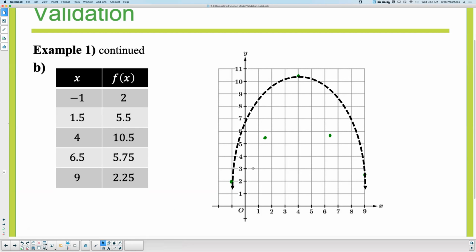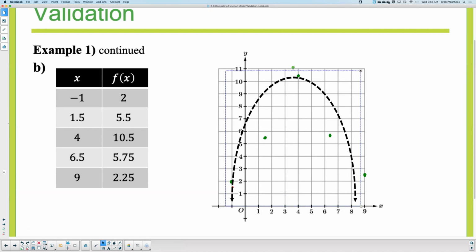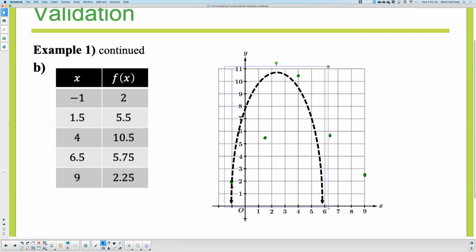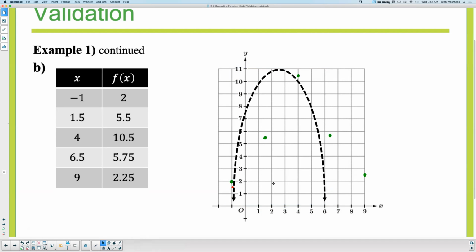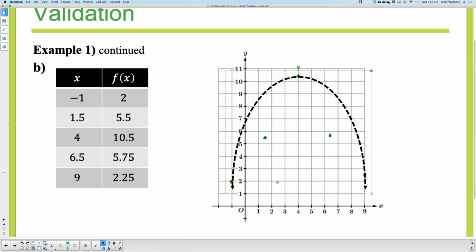That model's not looking very good, but I don't know if it'll let me mess around much with it. Nah, I can't do much with that. Anyways, this would be a quadratic model.